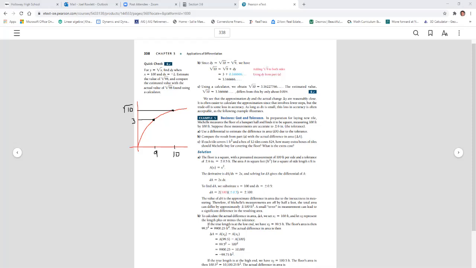But we wanted to figure out an approximation for that. Well, we figured out, remember, we know that dy is going to be approximately this drop here. It's going to be the square root of 10 minus the square root of 9, which is 3. So this is our dy. This is our change in y.